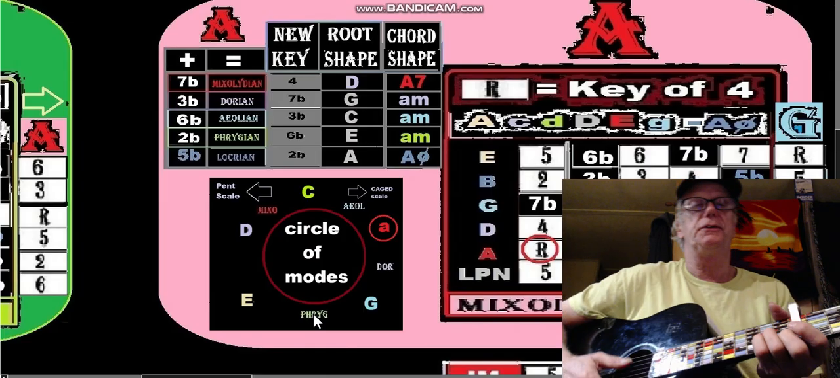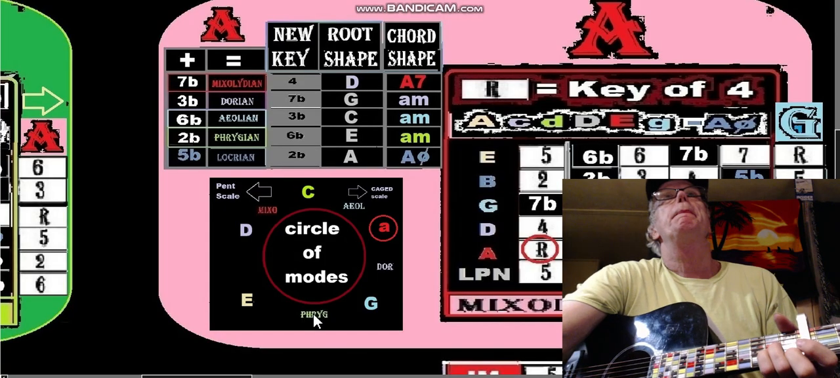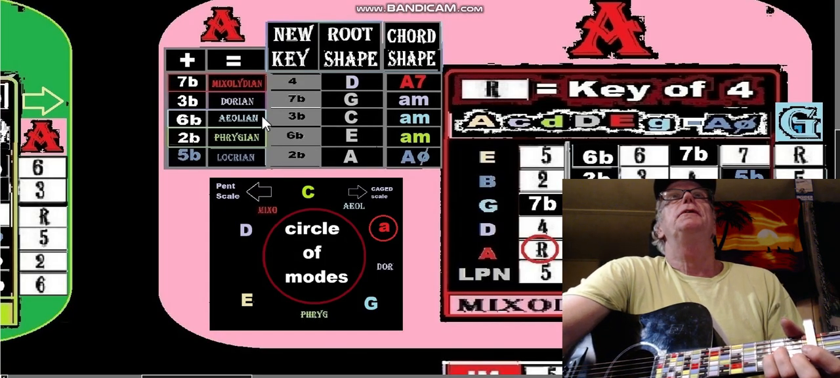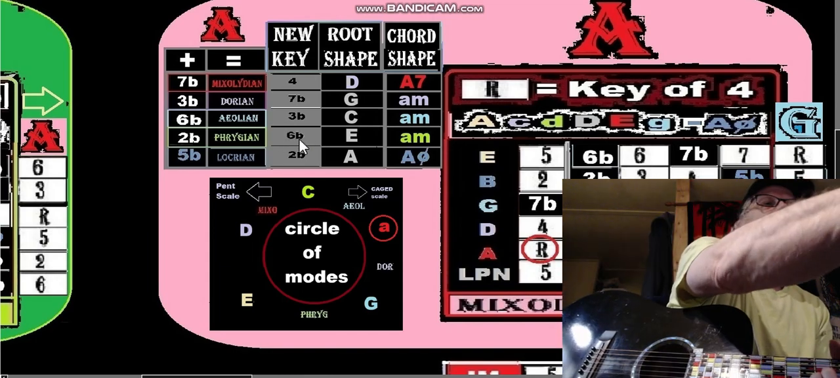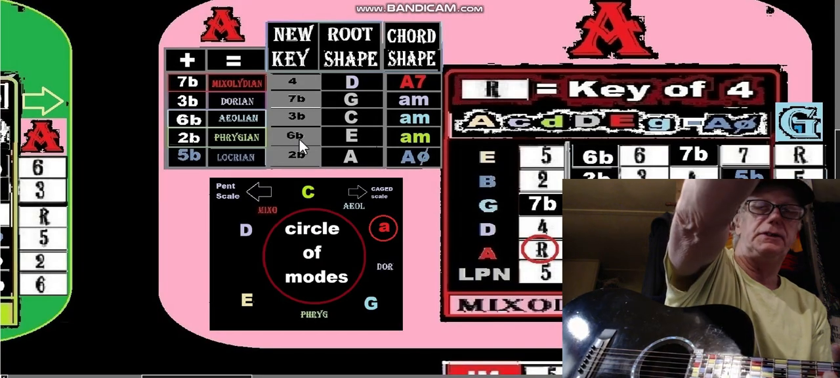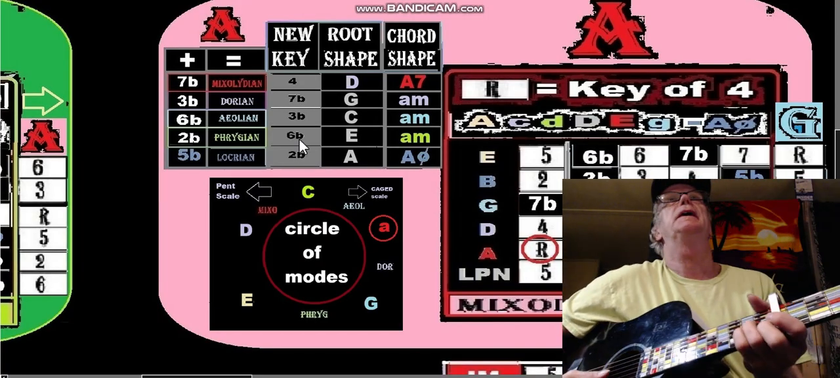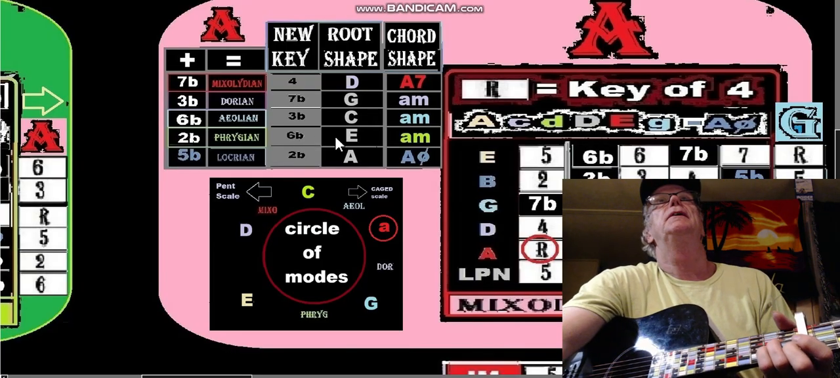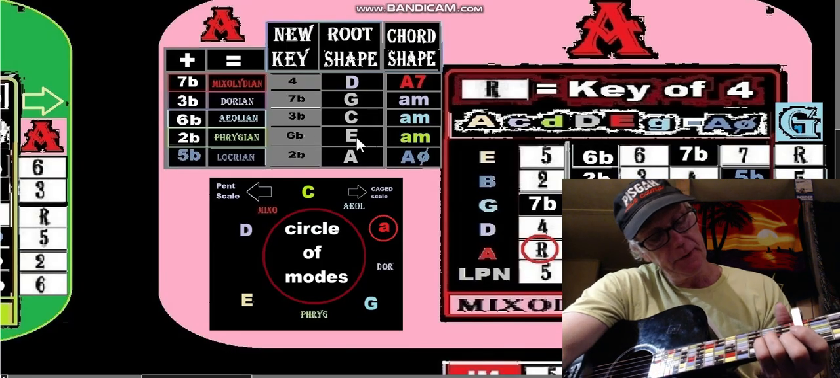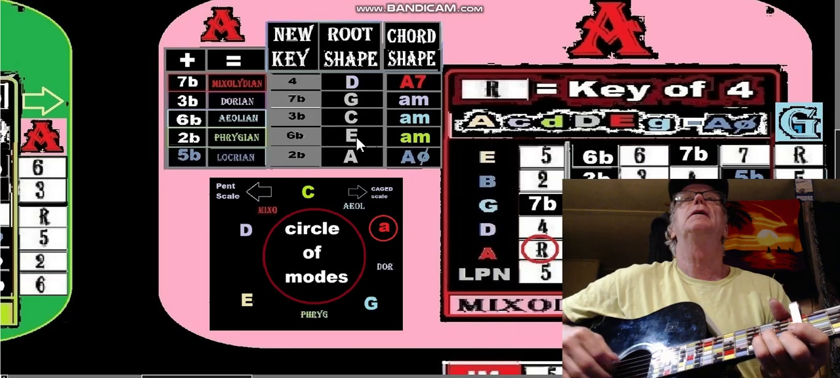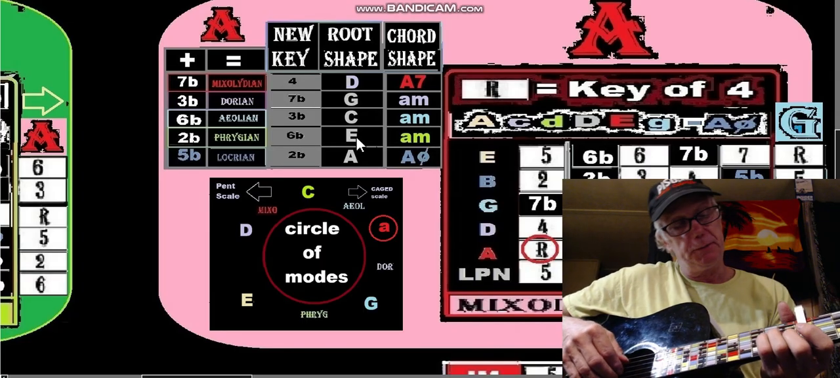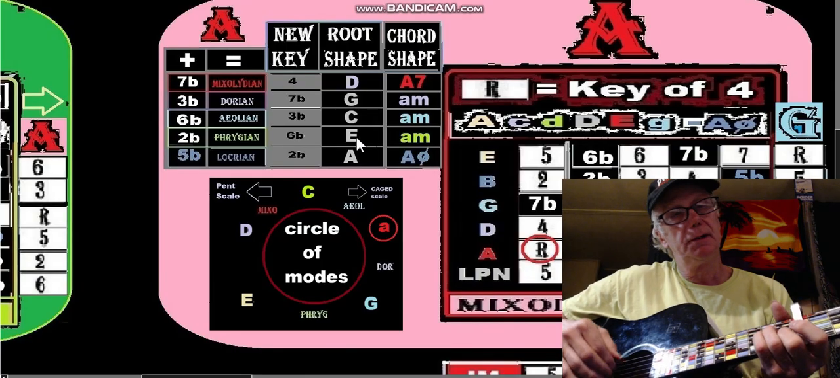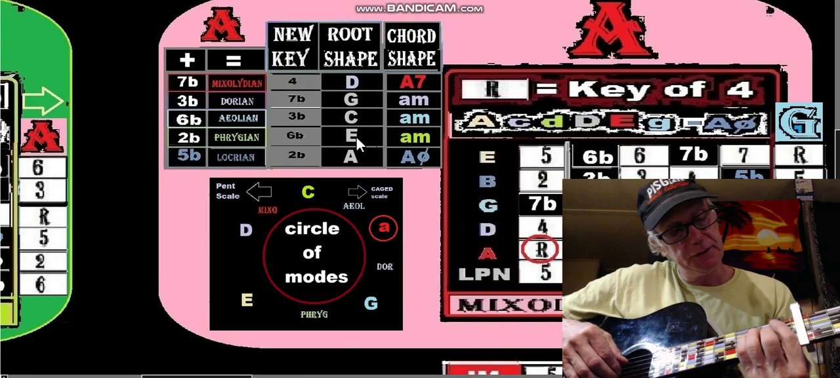Obviously, it's the Phrygian third of A flat. Okay, so the Phrygian third is the key of 6 flat. If we're in the key of C, it's the A flat. So the key of A flat is the root key, and it's E shape. But is it going to be this E? No, it's going to be this E.